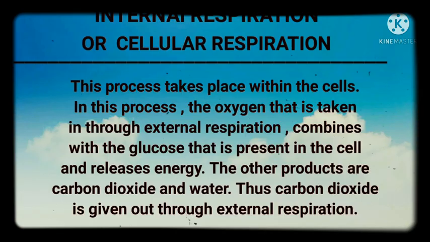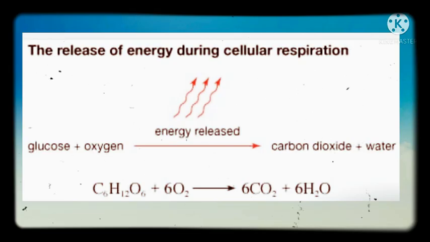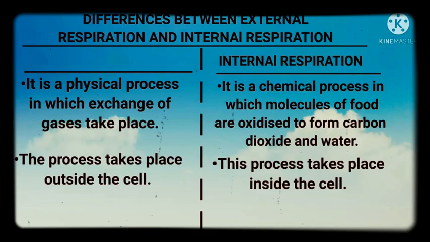Internal respiration or cellular respiration. This process takes place within the cells. In this process, the oxygen taken in through external respiration combines with the glucose that is present in the cell and releases energy. The other products are carbon dioxide and water. Thus, carbon dioxide is given out through external respiration. Glucose, when it reacts with oxygen, forms carbon dioxide and water, and in this process, energy is released.